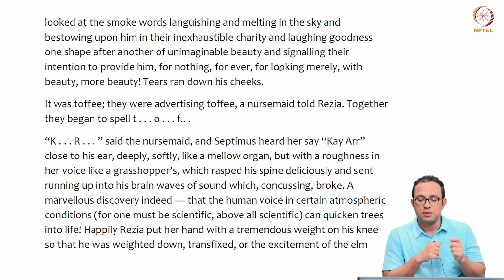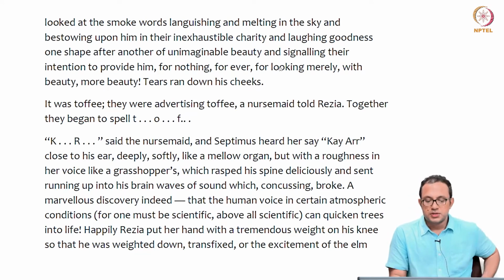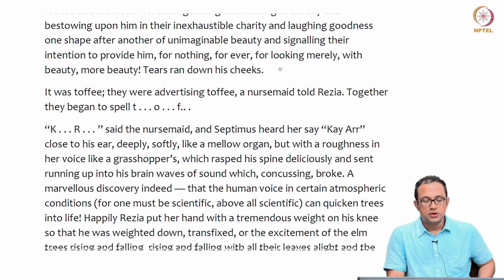One must be scientific, one must above all be scientific. So the human voice in certain atmospheric conditions can quicken trees into life. So the human voice, the way you process it, can sometimes quicken your cognitive process, and sometimes it can decelerate it as well.